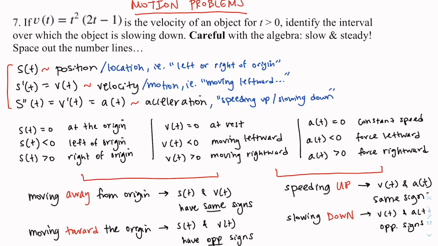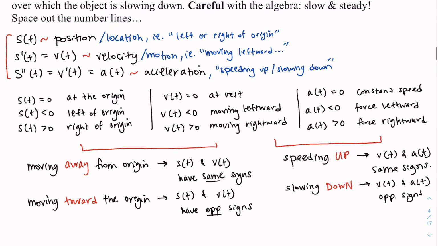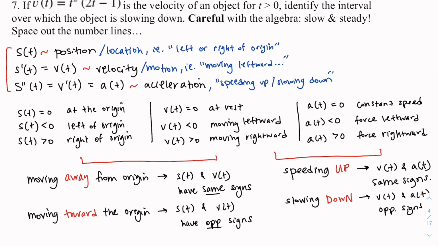If we're asked about their motion, for instance, the way they're moving, are they moving to the left or moving backwards, now we're talking about velocity. So anything having to do with motion is velocity. And if we're talking about speeding up and slowing down, then we want to look at acceleration. So those are the key words that tell you whether you're dealing with S, V, or A: position, velocity, acceleration. Let's discuss what their signs mean.